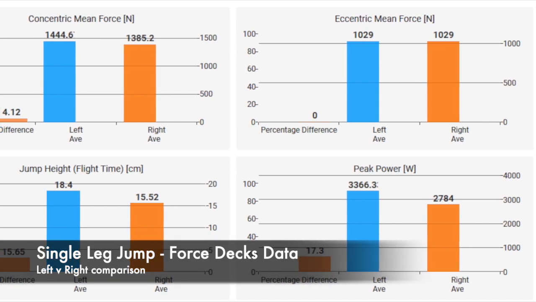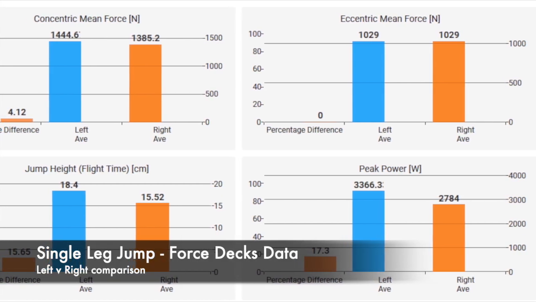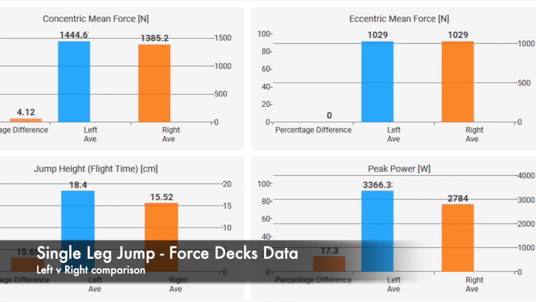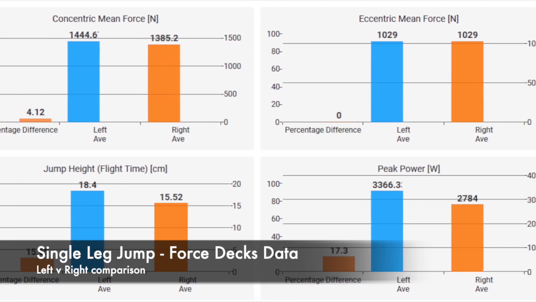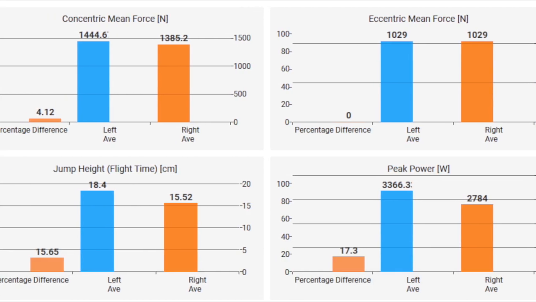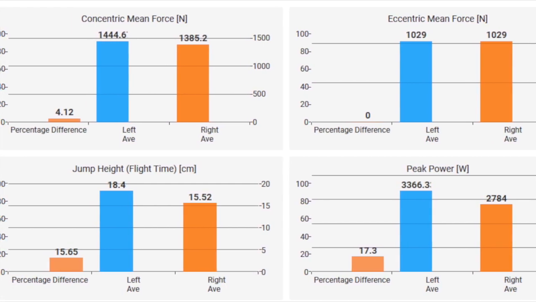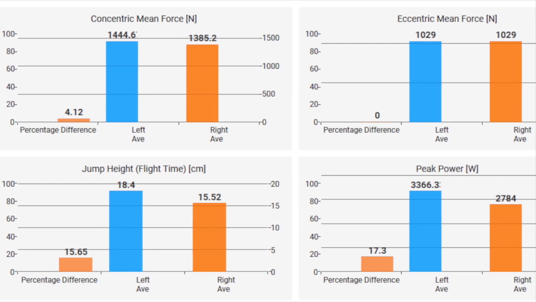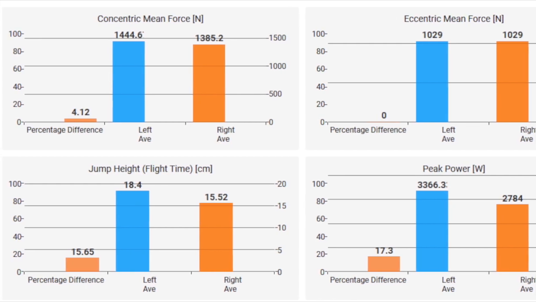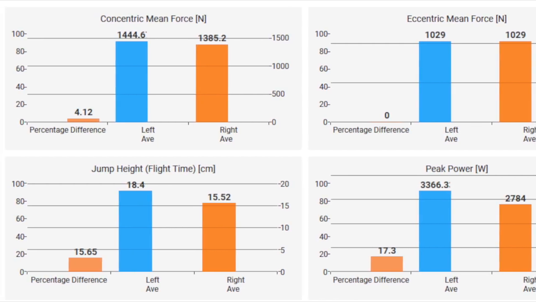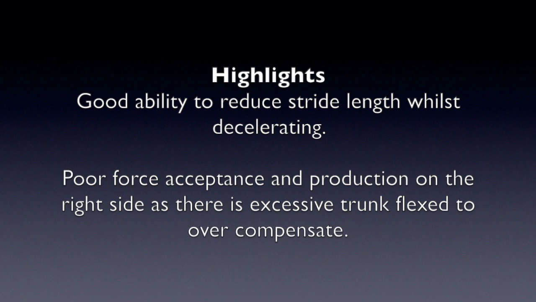During a single leg jump, you can clearly see from the data that there is a deficit from left to right, which is significant when looking at jump height and peak power, which both have above 15% discrepancy. Due to this discrepancy, you can see that the athlete uses a suboptimal movement strategy in order to complete the task. The video highlights a good ability to reduce stride length while decelerating.